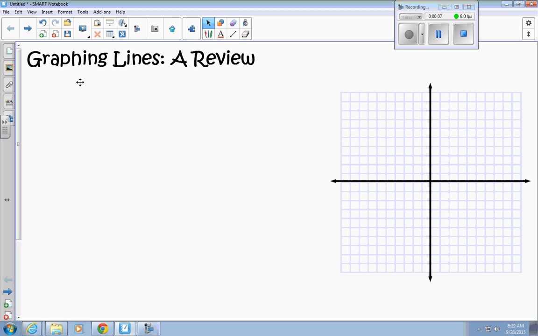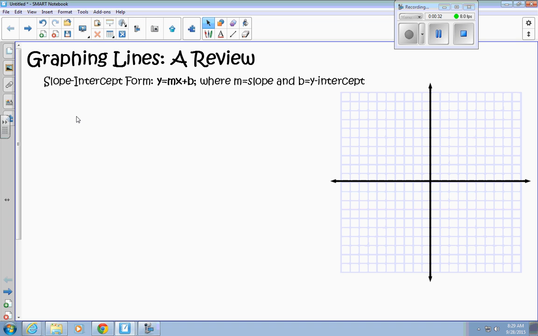So the first thing you need to remember is that slope-intercept form is y equals mx plus b, where the slope of your line is given by the number in front of your x, represented with the letter m, and the y-intercept of your line is given by the number that's added or subtracted to your x, and that is represented by the letter b.